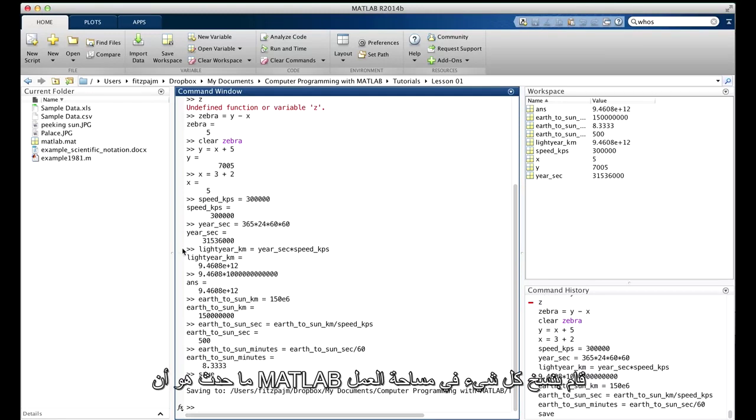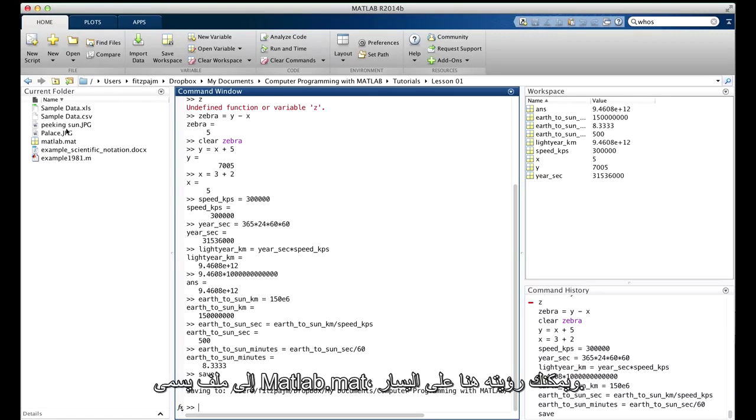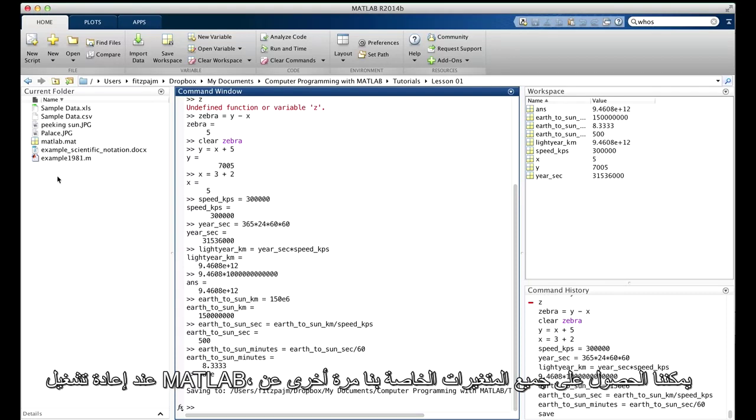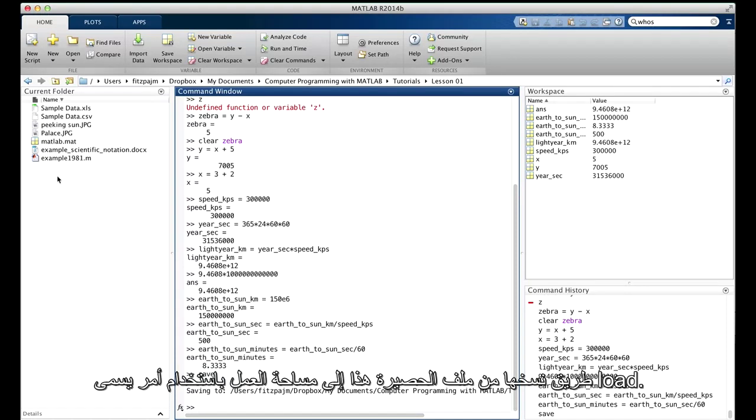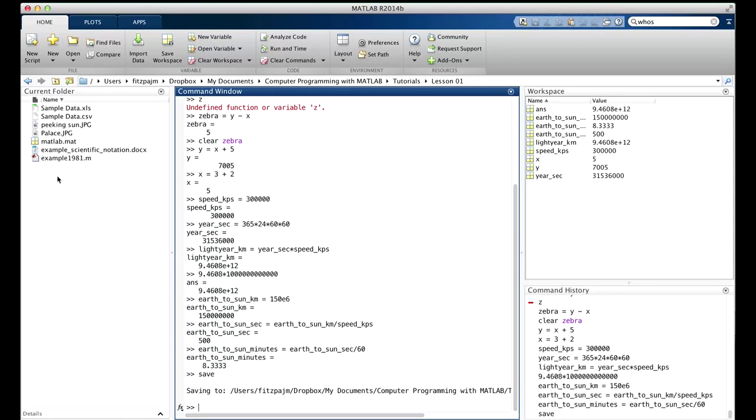What happened was MATLAB has copied everything in the workspace into a file called matlab.mat, and you can see it over here on the left. It just showed up. This file is called, imaginatively enough, a mat file. When we restart MATLAB, we can get all our variables back by copying them from that mat file into the workspace with a command called load.